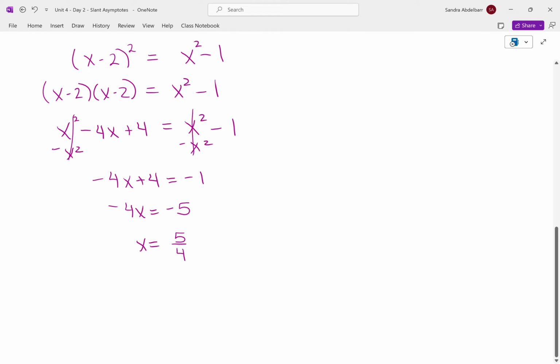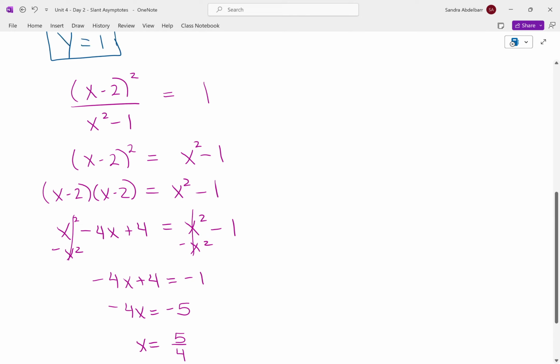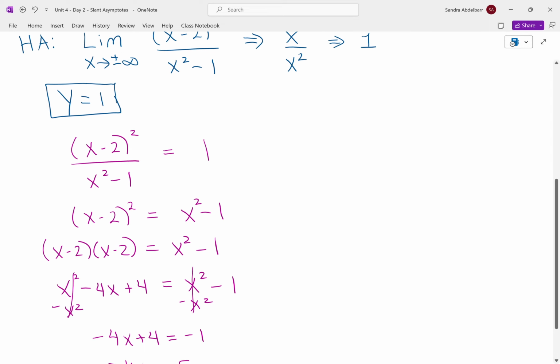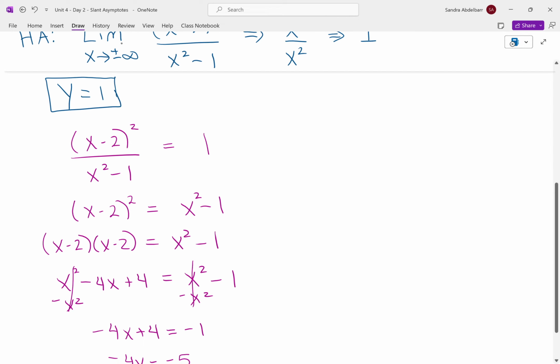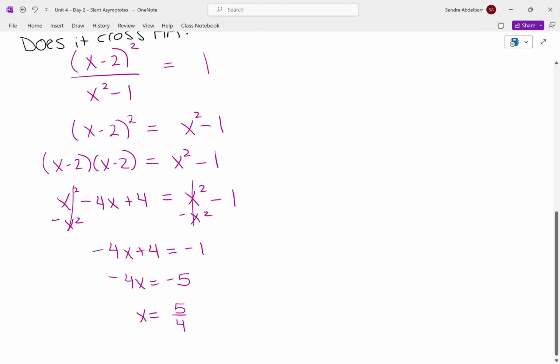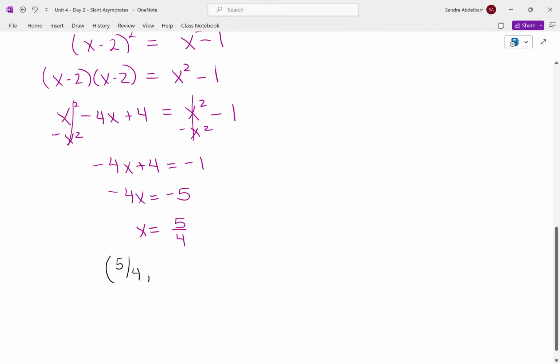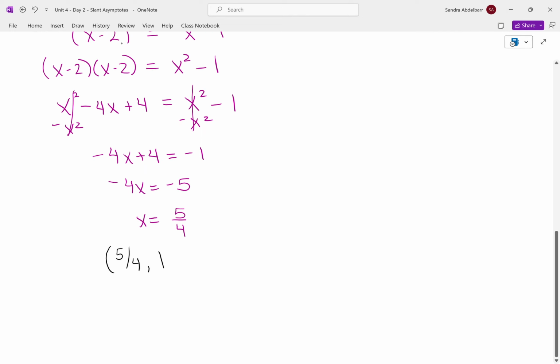This is not a 0. This is where we're crossing the horizontal asymptote. Can we ever cross a vertical asymptote? Never. But sometimes we can cross the horizontal asymptote. And in this scenario, we are crossing the horizontal asymptote. So let's write this up here. Does it cross HA? Yes, because we ended up getting an x value, it absolutely crosses HA at the point 5/4, comma, what was our corresponding y value here? 1.